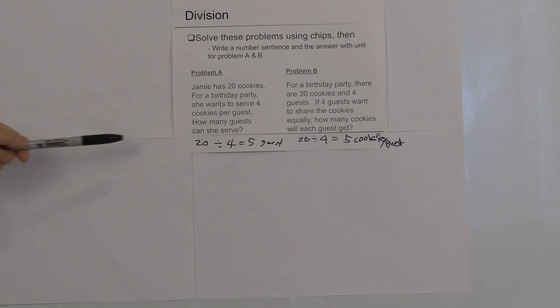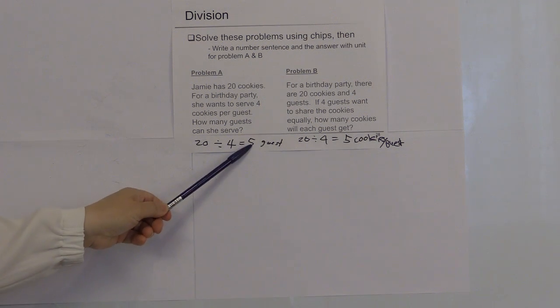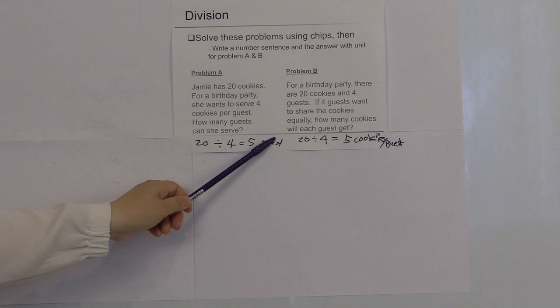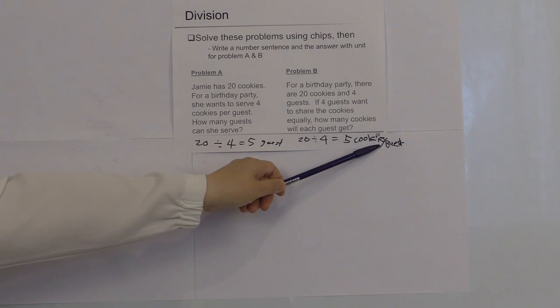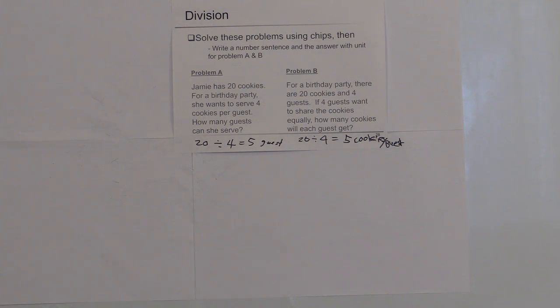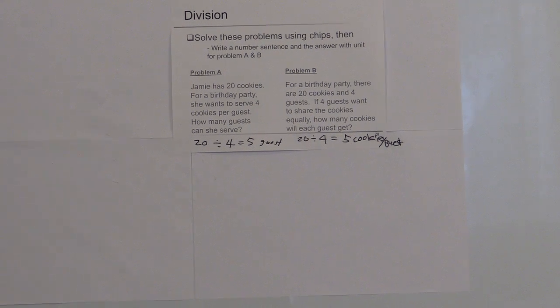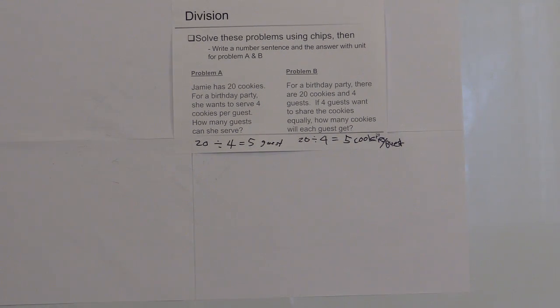But if we're talking about the unit, there's a difference. This is 5, but the answer is 5 guests. This one is 5, but 5 cookies per guest. So this is the difference because of the concept. What we are trying to find out: are we trying to find the number of groups or the number in each group? You change the unit, so they need to know what my answer is.